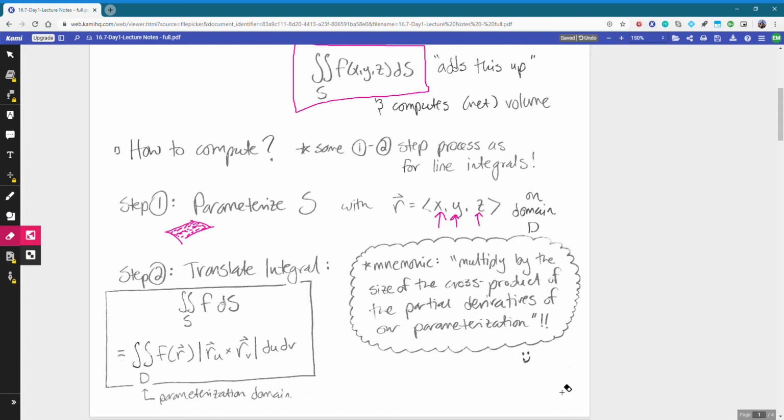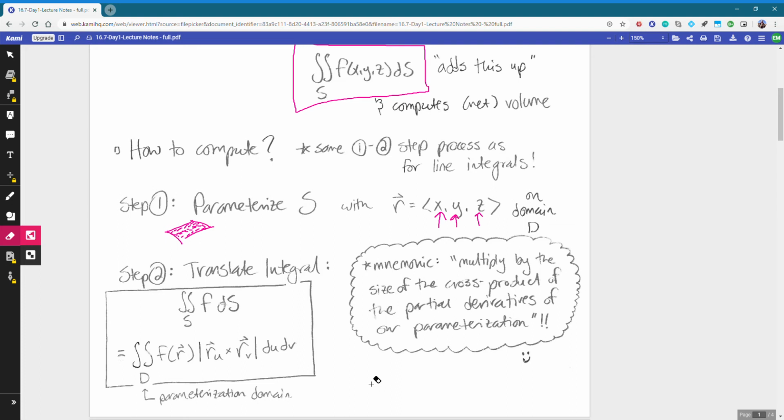It's so catchy, right? You don't even need to try and memorize it. You've already memorized it. It's so catchy. I don't know anything that's better than that. This is what shows up: the size of the cross product of the partial derivatives of our parameterization.